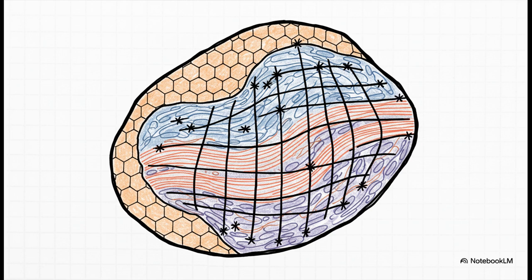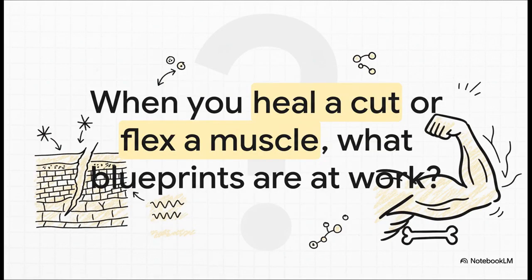And the key takeaway here is that they don't work in isolation. They are all woven together in this incredibly complex way to create a machine that's more integrated than anything we could ever hope to build. So here's a final thought. The next time you get a paper cut, or flex a muscle, or even just feel your own heartbeat, which of these master blueprints are at work? The answer is all of them.